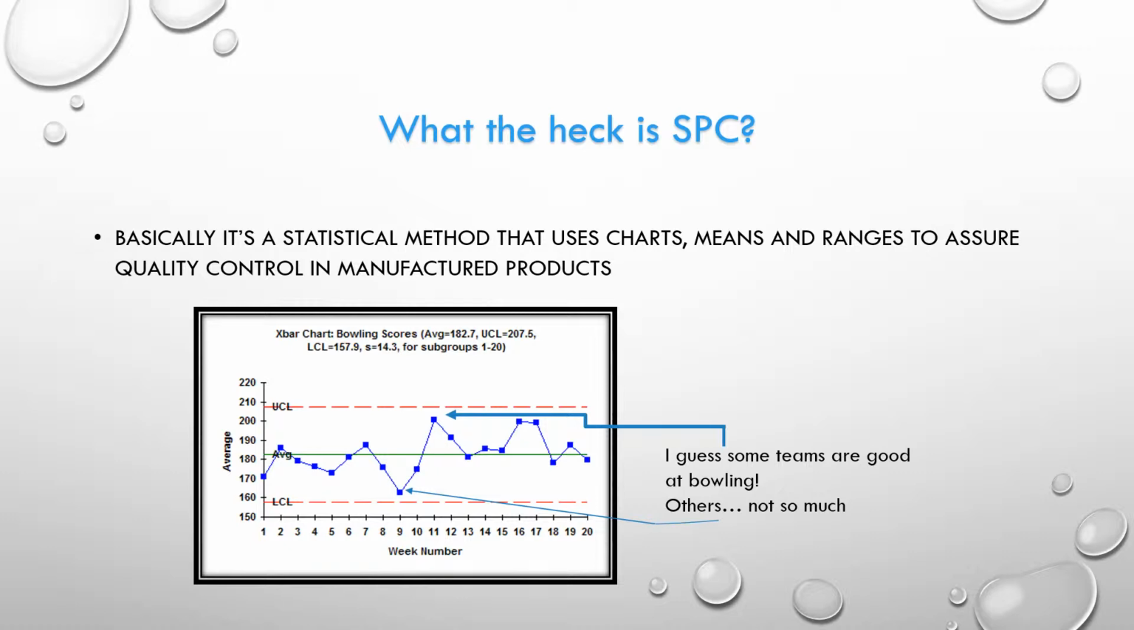So let's look at this comical example with some bowling scores. Going by week number, all these little dots represent means. As you can see here, the team had a pretty good week. Here they didn't have much of a good week, but overall not that bad. I would probably do worse than them.